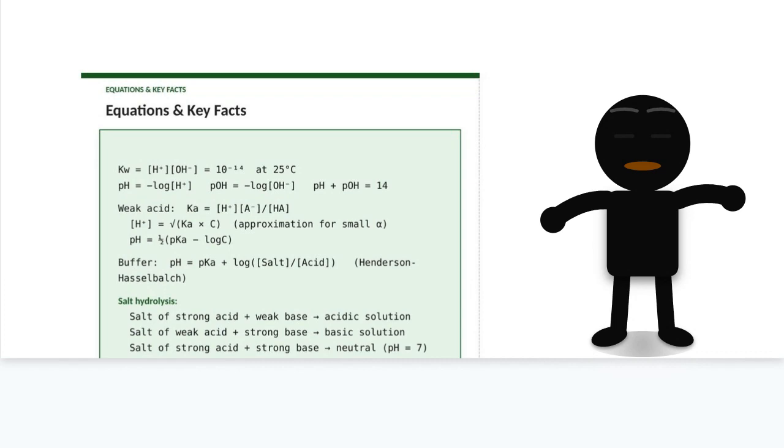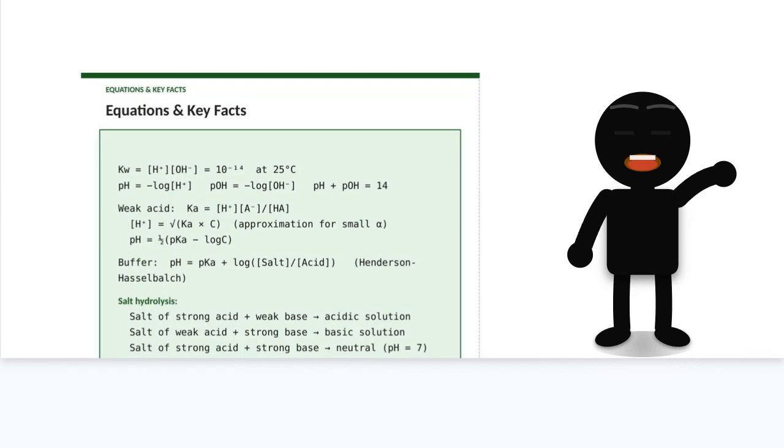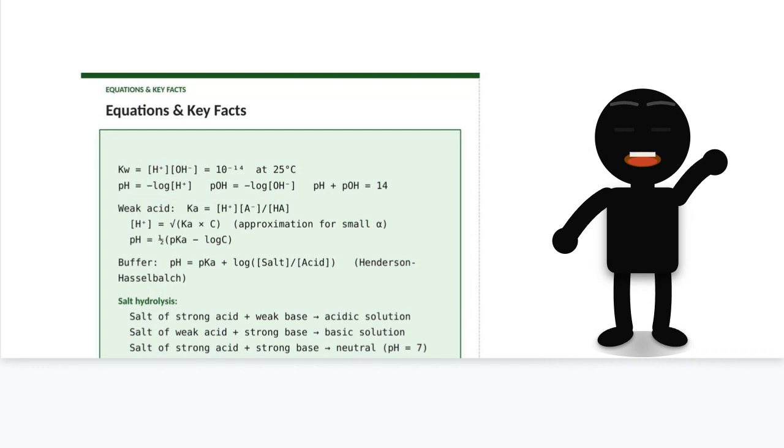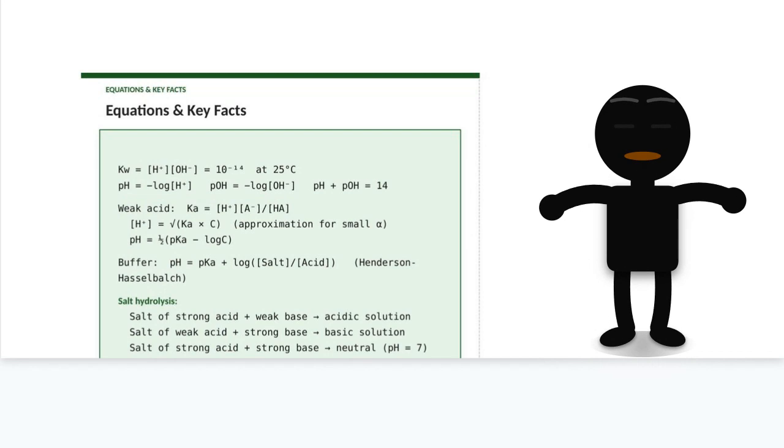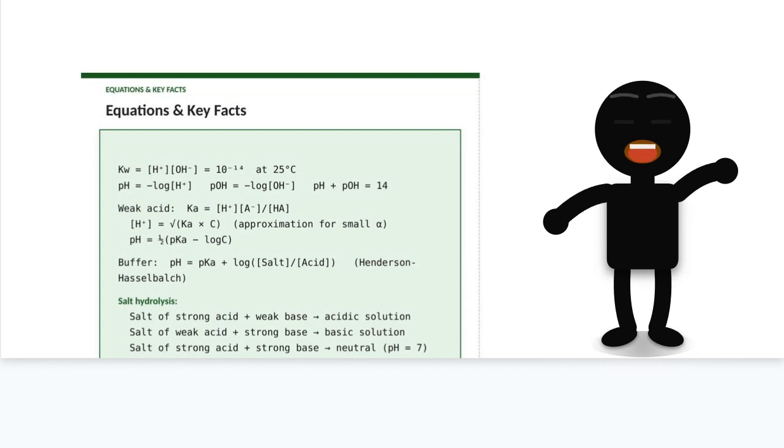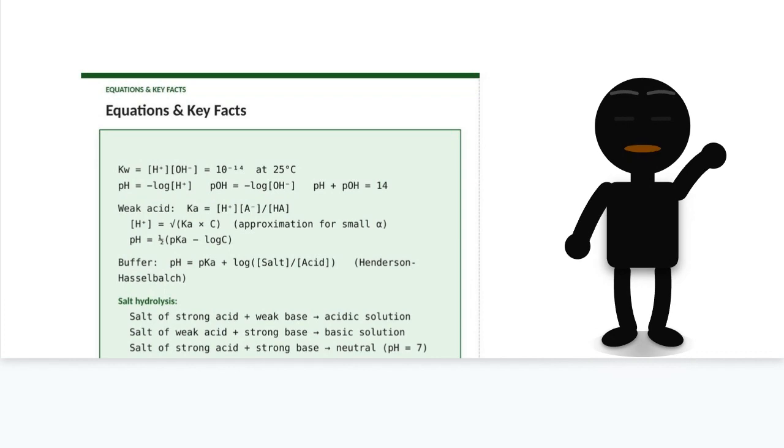Salt hydrolysis is a frequently tested concept. When a salt dissolves, does the solution become acidic, basic, or neutral? A salt formed from a strong acid and weak base hydrolyzes to give an acidic solution. Strong base weak acid gives basic. Strong acid strong base gives neutral. Weak acid weak base depends on Ka and Kb values. Know these 4 cases.